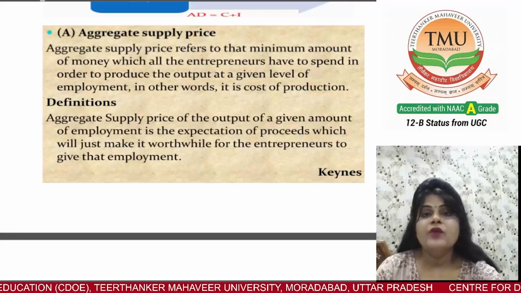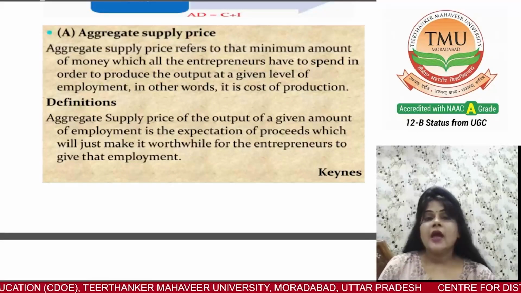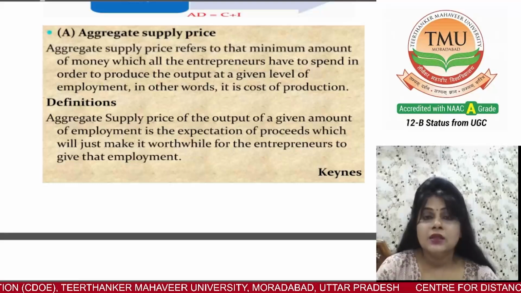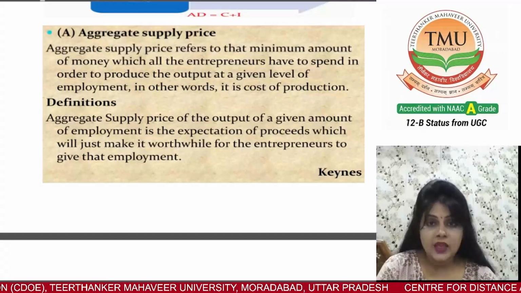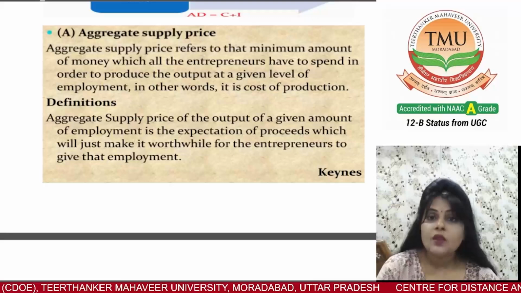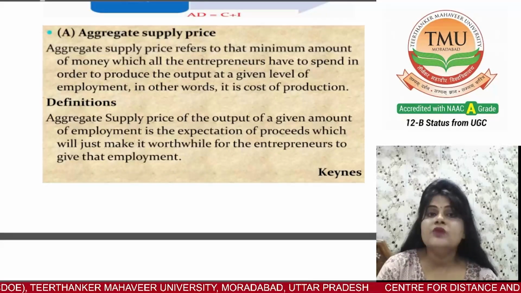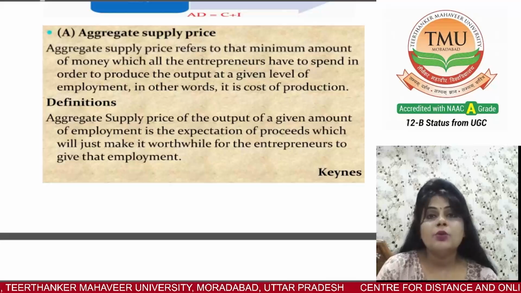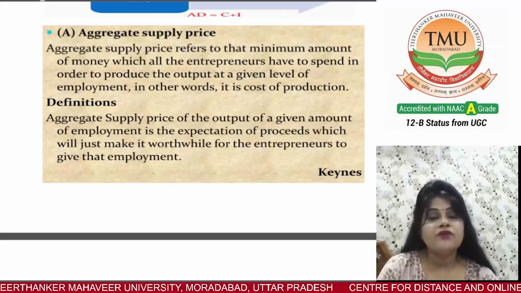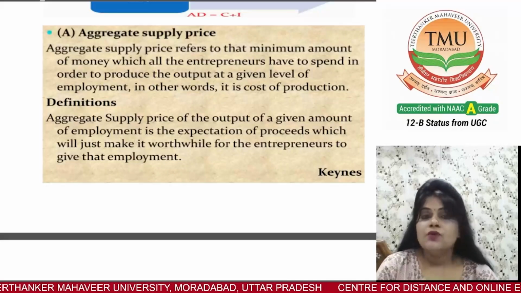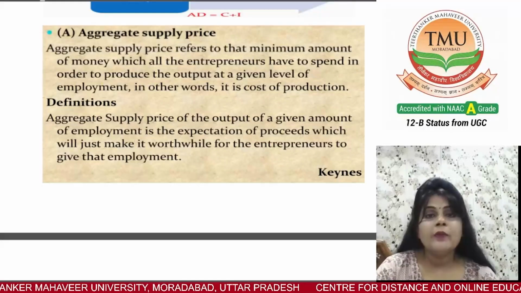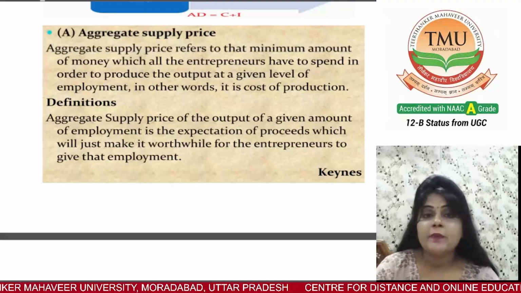At any given level of employment of labor, aggregate supply price is the total amount of money that all entrepreneurs in the economy expect to receive from the sale of output produced by a given number of laborers employed. For each particular level of employment, there is an aggregate supply price.